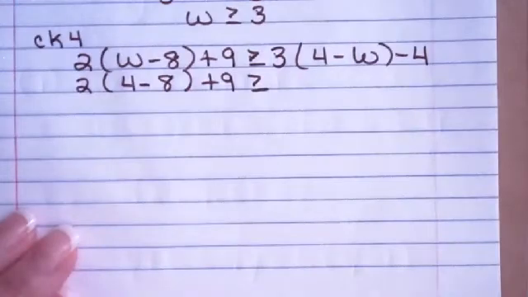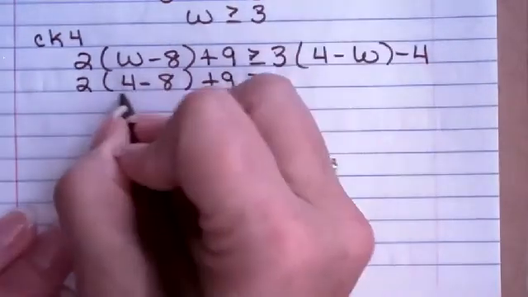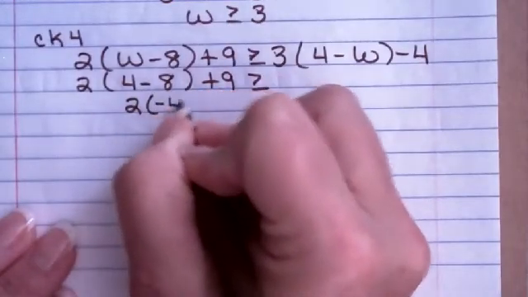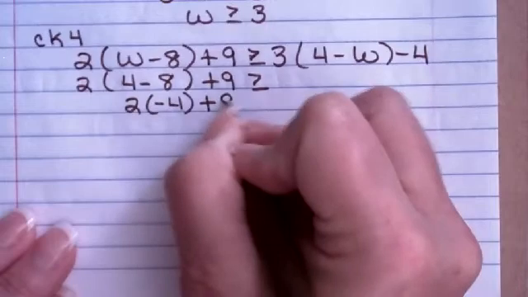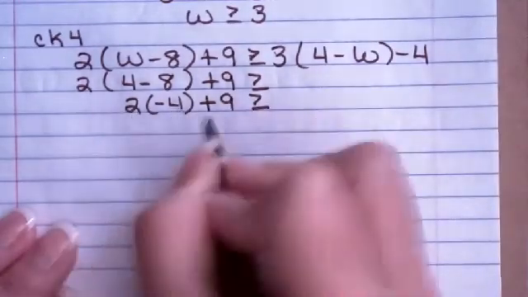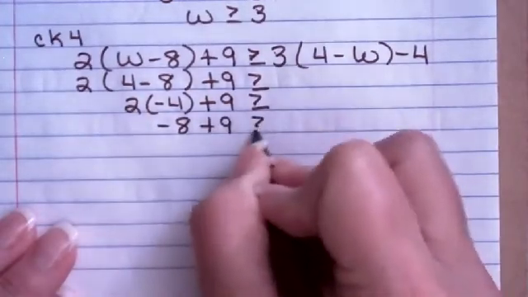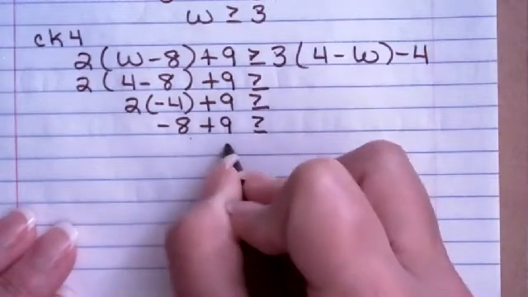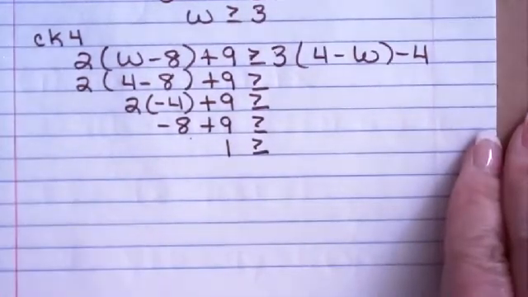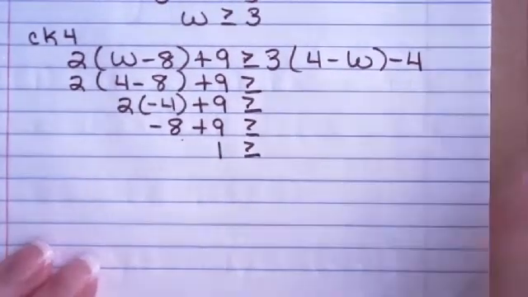Okay, I'm going to hang on this side right here for just a minute and simplify this. 4 minus 8 is negative 4, so I'm going to have 2 times negative 4 plus 9. Well, 2 times negative 4 is negative 8, plus 9, and negative 8 plus 9 is going to give me positive 1. So I just simplified the left side, no more work over here. And let's just do the same thing for the right side.